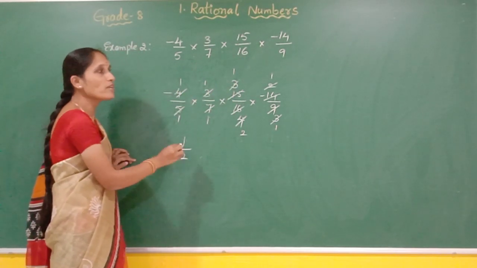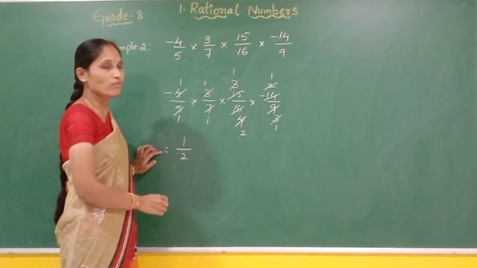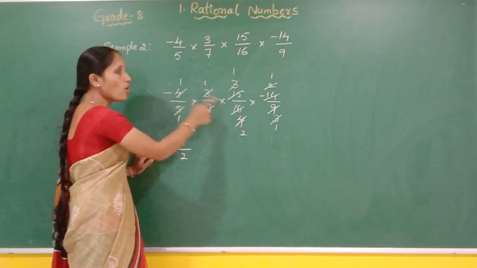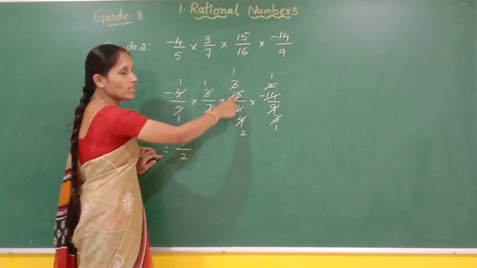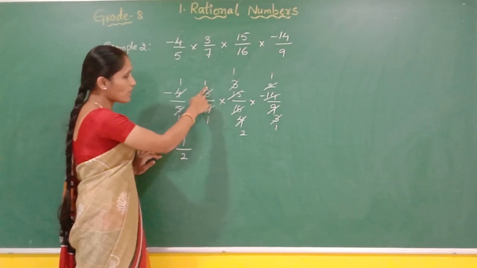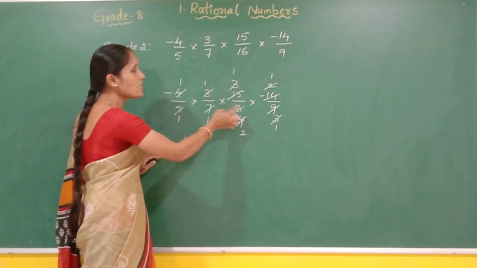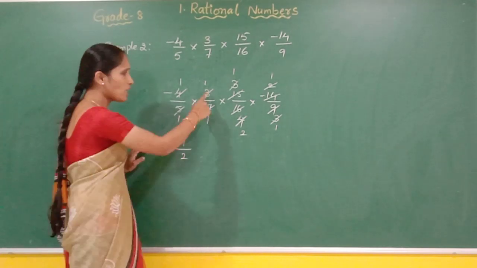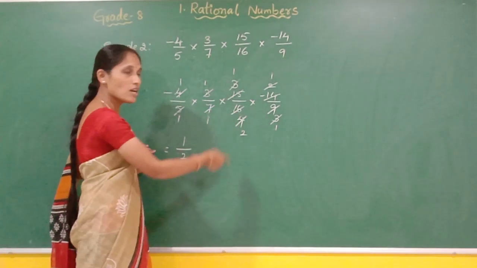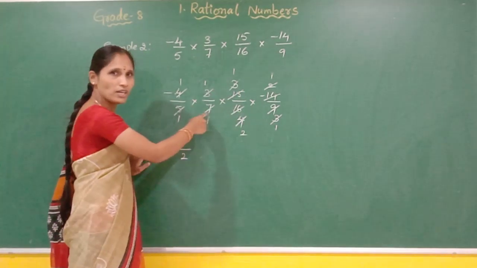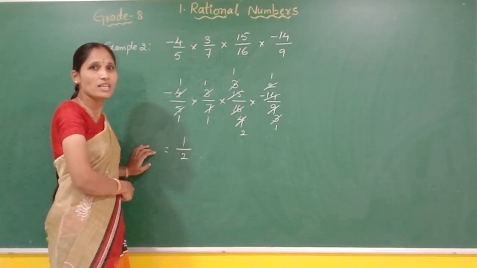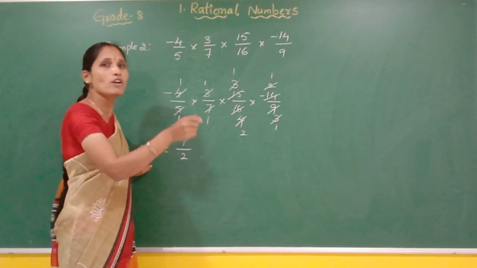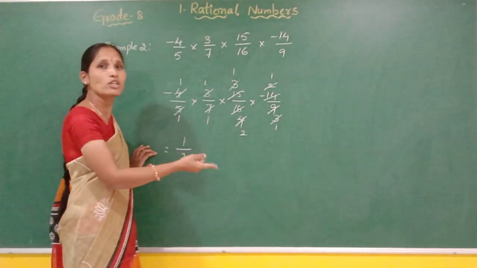The same problem we can solve in another method also, children. Just look here. 4 and 16. We observe here 4 and 16, and 5 and 3. So in place of 3 by 7 and 15 by 16, we interchange these two numbers. Shall we write 15 by 16 into 3 by 7? We learned in the properties of rational numbers, the commutative property, that A into B is equal to B into A. 2 into 3 is equal to 3 into 2.